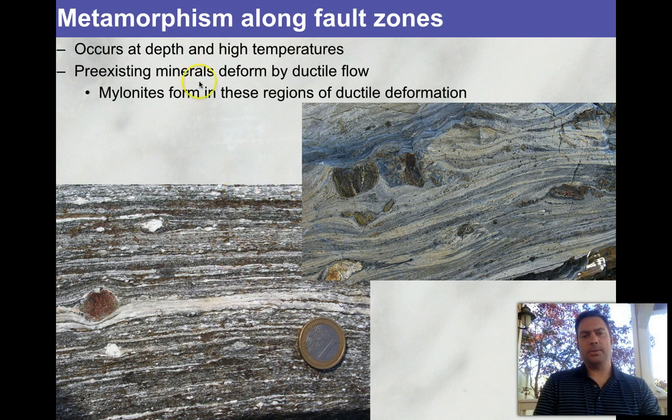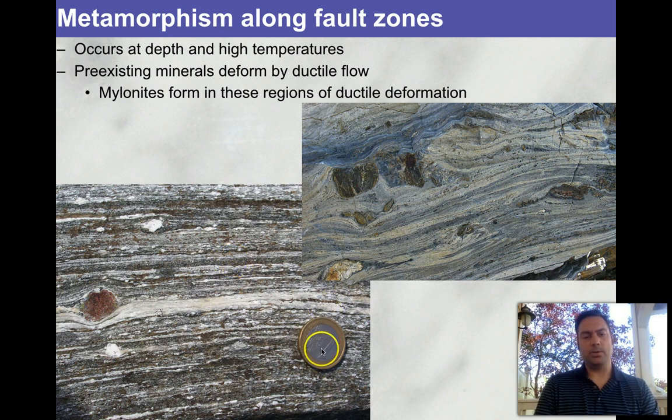So pre-existing minerals deform by ductile flow, and these types of rocks are called mylonites, and these form in regions of ductile deformation. So here we can see the rocks are literally flowing past one another. This would occur down in our deeper surface.